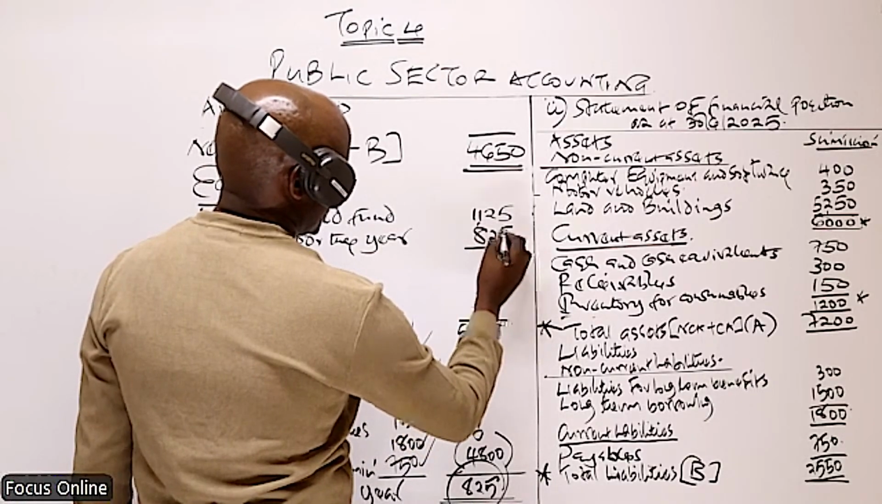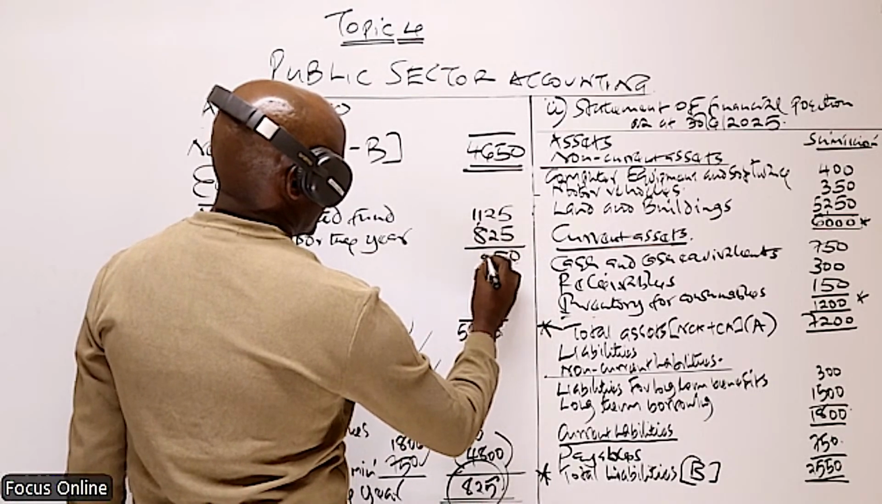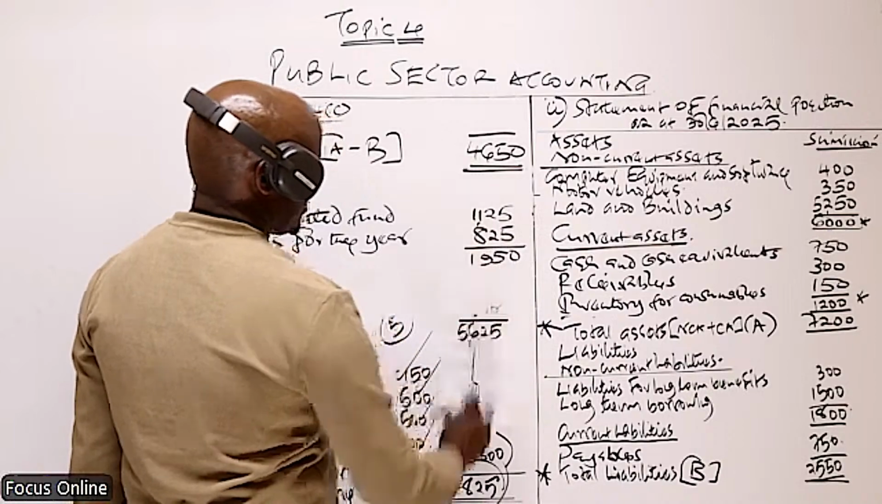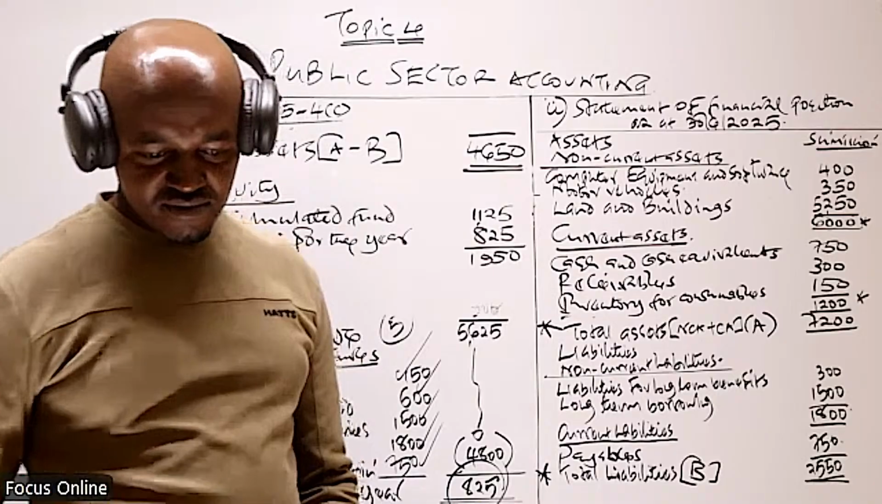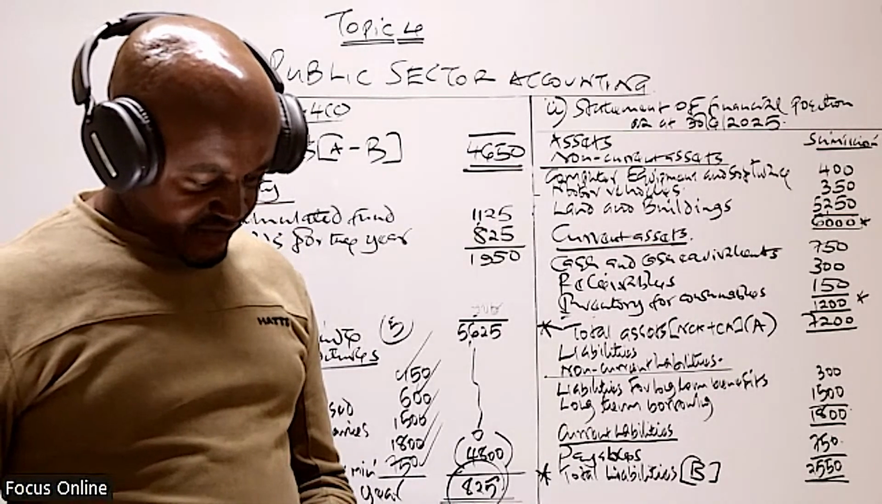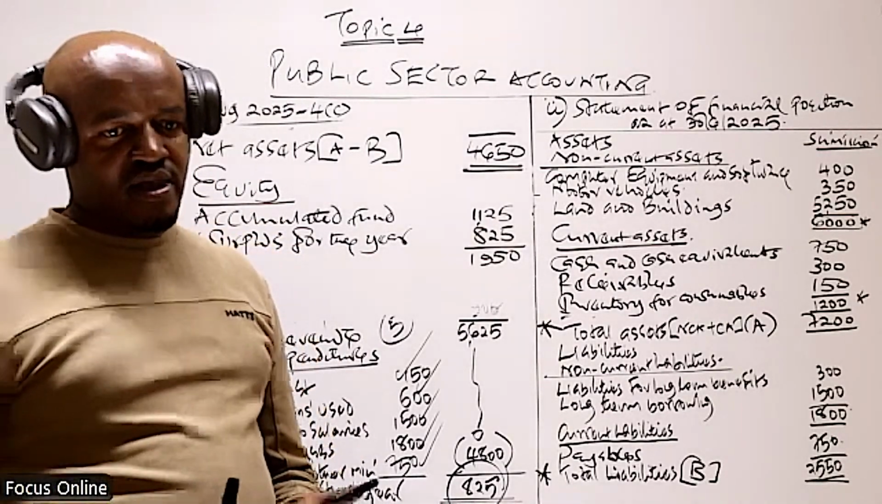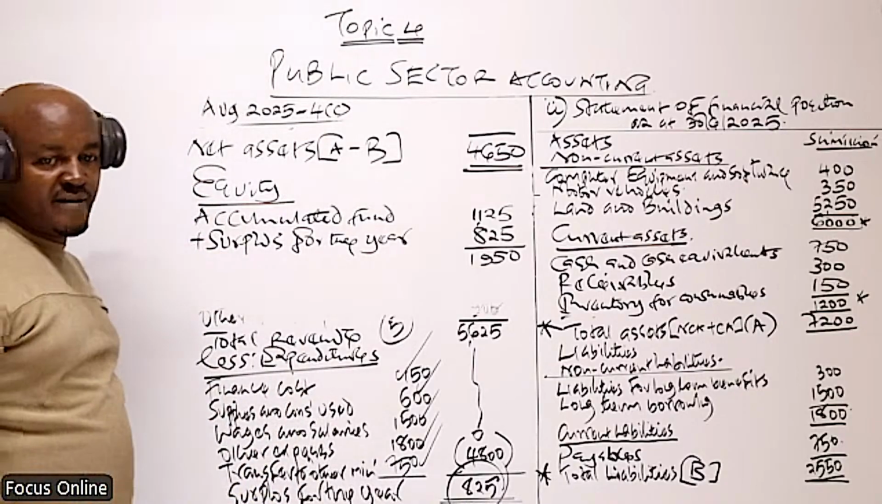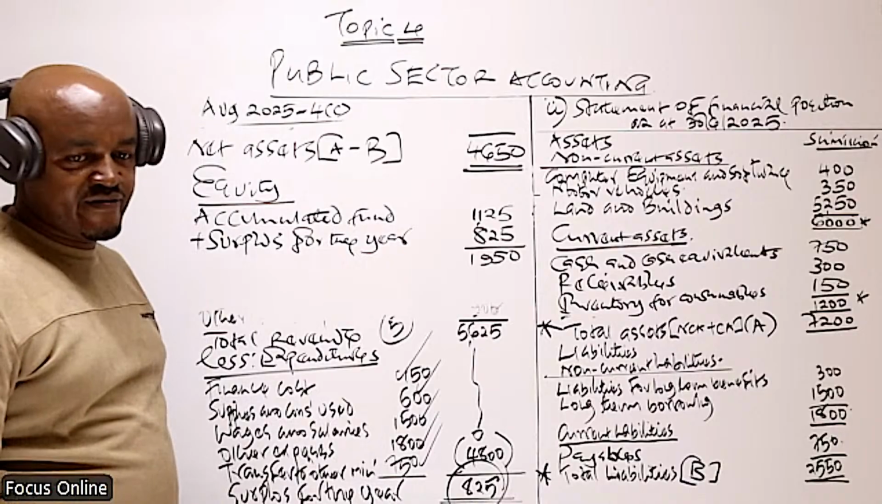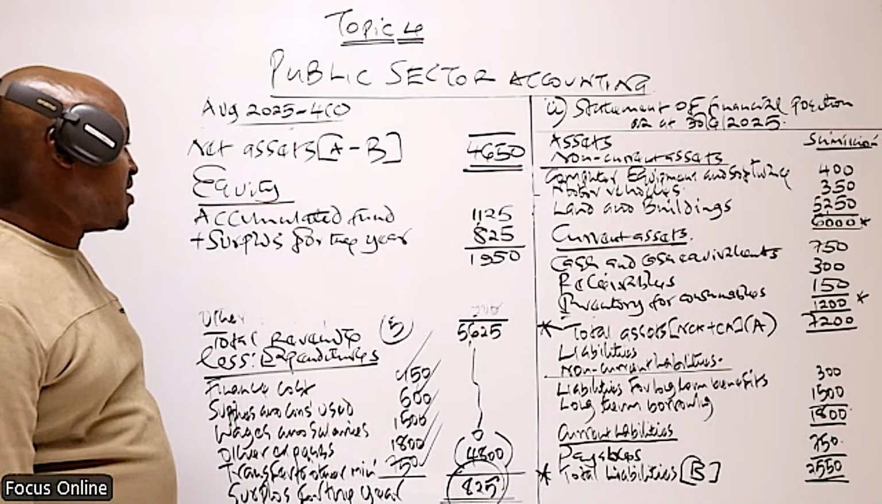So 0, 5, 9. That will give us 1950. Are you getting 1950? The accumulated fund plus the surplus for the year, 1950. Yes, that is confirmed by 0.